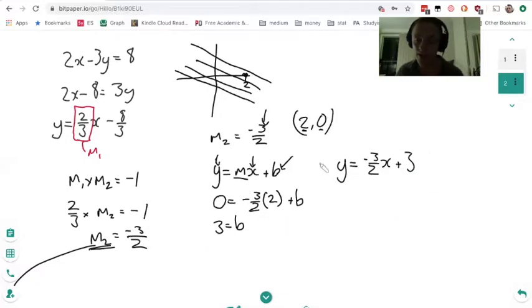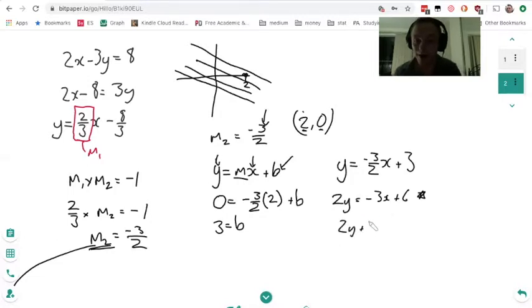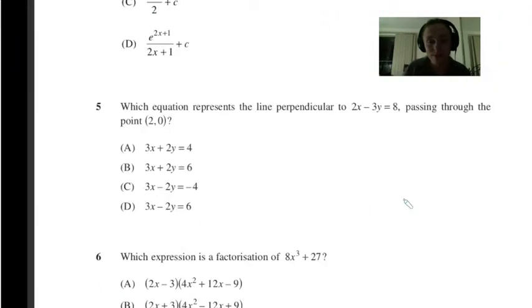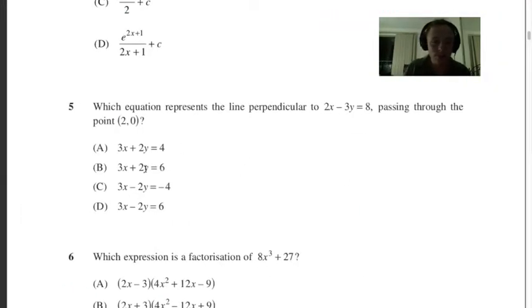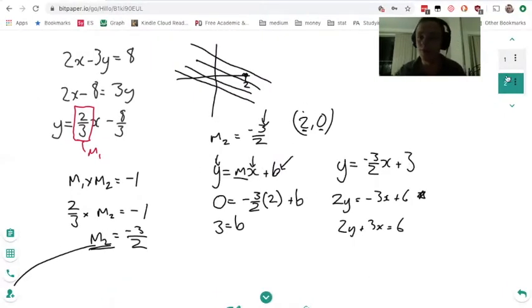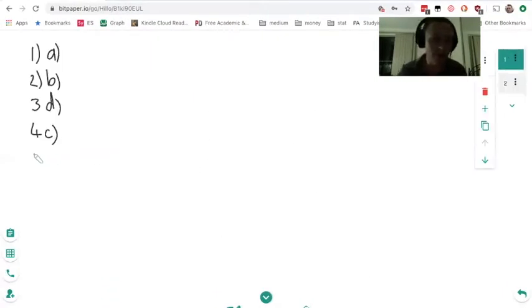I think they had it in a different form, so I'm going to times everything by 2. 2y equals negative 3x plus 6. So we have 2y plus 3x equals 6. 5 must be b. Happens to everyone. 5 equals b.